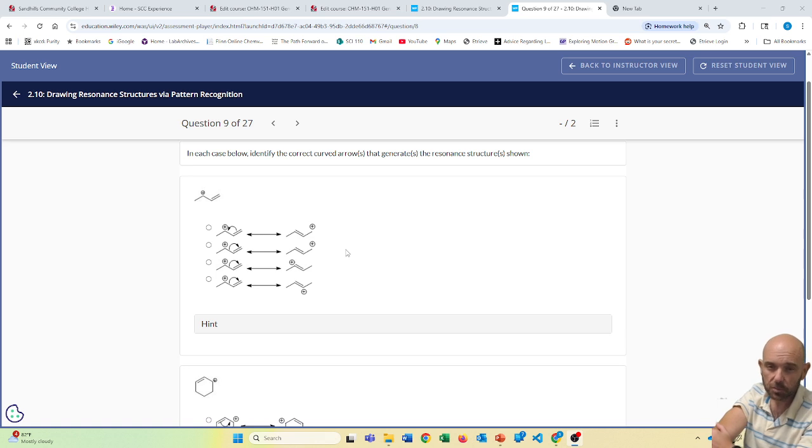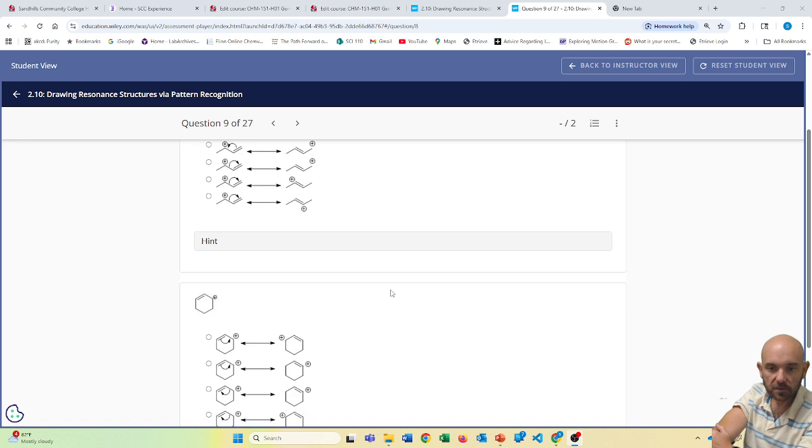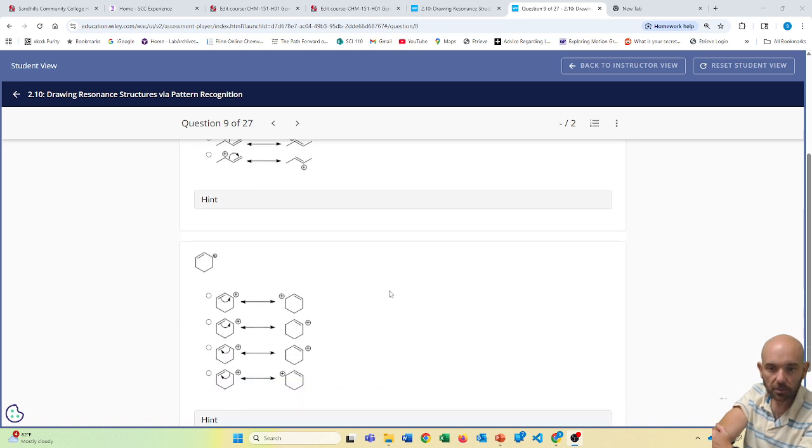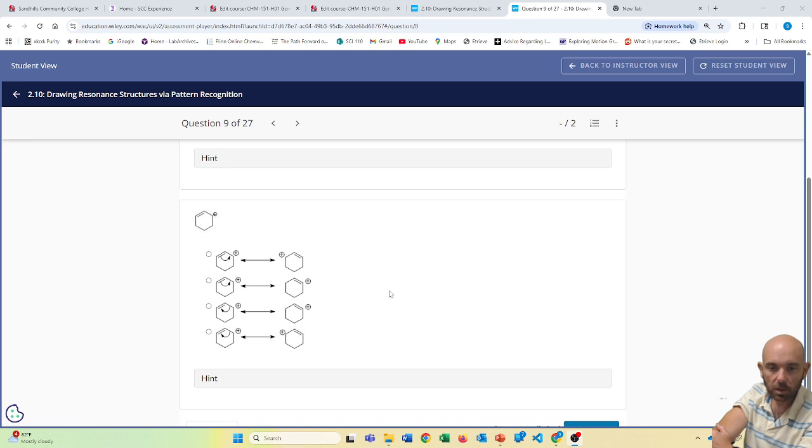This one's pretty easy to pick out if you remember that arrows cannot be shown breaking a sigma bond. In this example here on the bottom, again keep in mind that arrows cannot break a single bond.